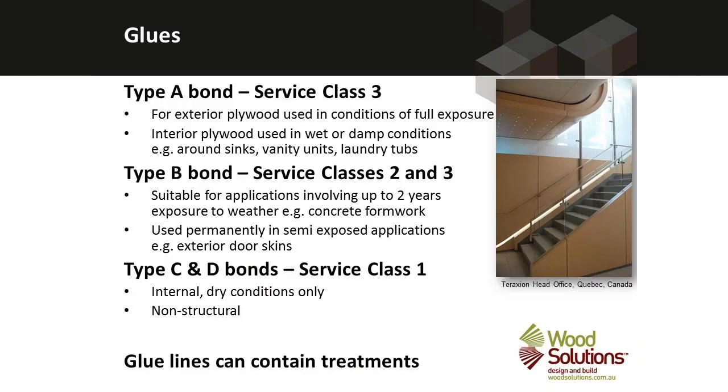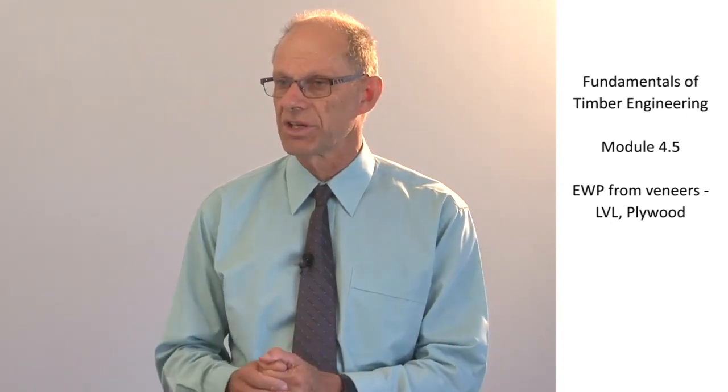Glues. Again, this relates to the service classes. For service class 3, where the plywood could get wet either in service or during construction, a type A bond should be specified. This is a glue that is appropriate for exterior use plywood. For internal use only, which is service class 1, type C and D bonds could be used. Glue lines can contain treatment, and that's a really effective way of getting treatment into whole sheets of plywood.